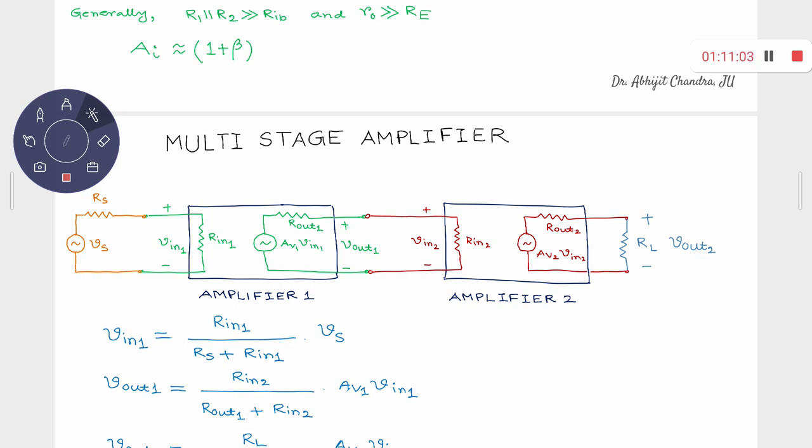Another very popular question: suppose I have amplifier 1 and amplifier 2. The first stage has a gain of 10, the second stage has a gain of 20. Now, if I connect these two amplifiers in cascade, what will be the overall gain? Option 1, 10; option 2, 20; option 3, 200; option 4, none of them. Or I can also bring the question like this: is the gain 200, greater than 200, less than 200, or insufficient data?